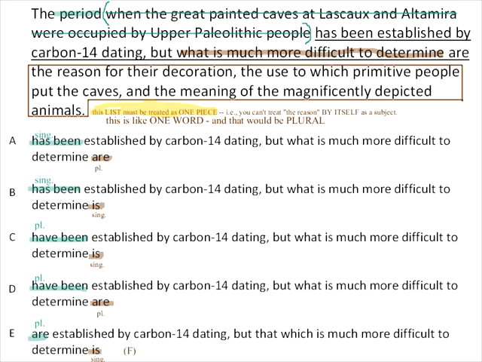Choice F could be something like, has been established by C14 dating, but more difficult to determine are. And then that's F, and then I'll also give you G, and then I'll have you guys pick. Okay, that's choice F. And now here's choice G.